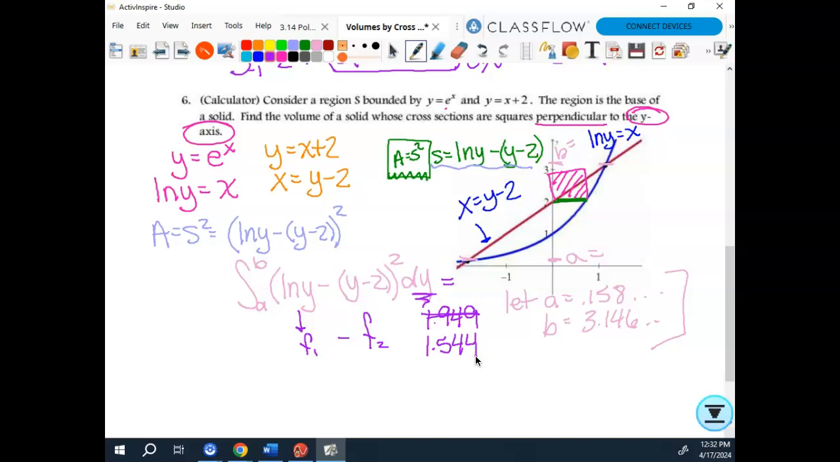We're finding volume, so we're integrating area. This is what is supposed to go right here. I left this off in the calculator because I'm a moron. We good? Okay.